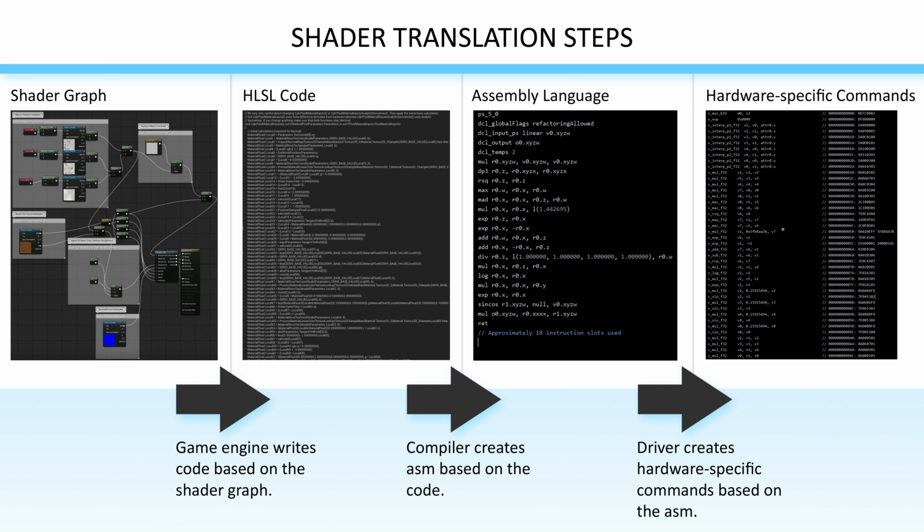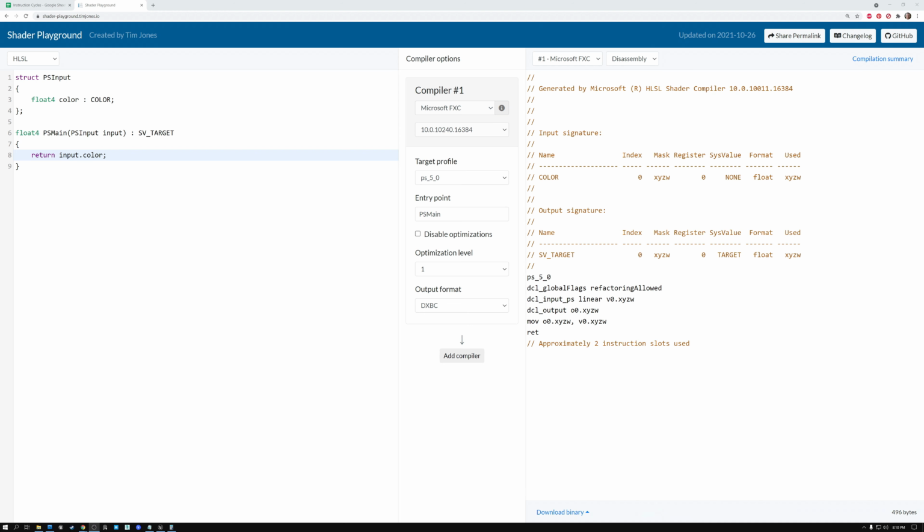In order to illustrate that, I'm going to switch us over to using a tool called Shader Playground. All right, here we are in Shader Playground, and I'll put a link to this website down in the description. This is a tool that will allow us to write a shader in HLSL code over here on the left, and on the right, it will show us what the compiler did with our HLSL code.